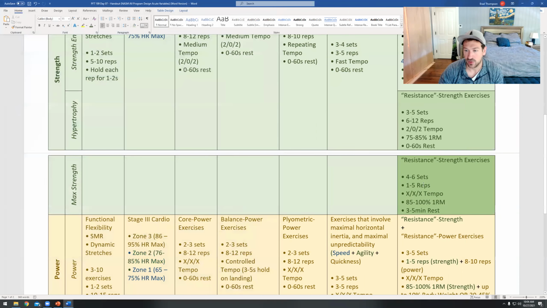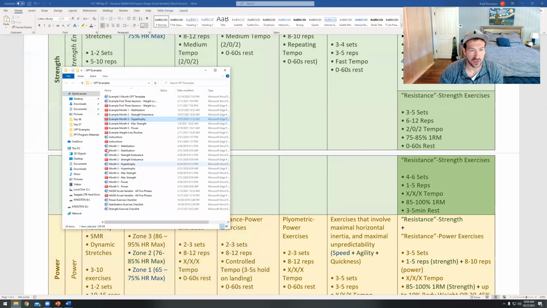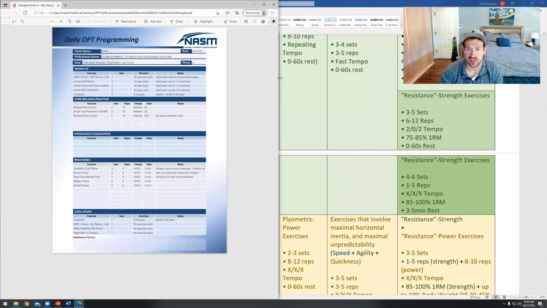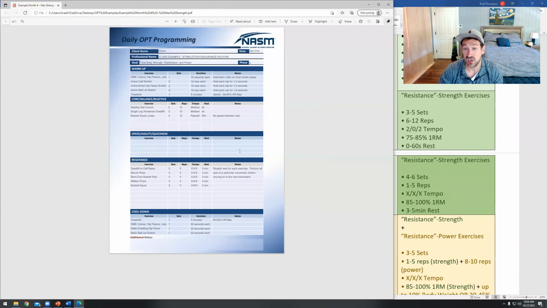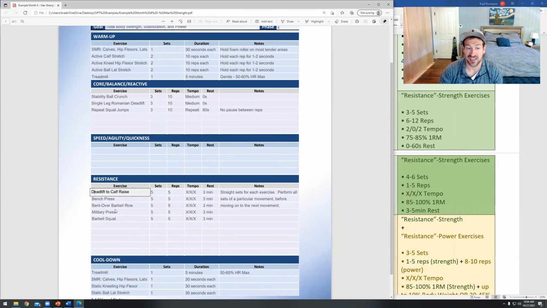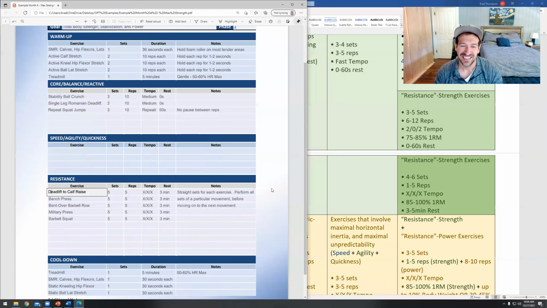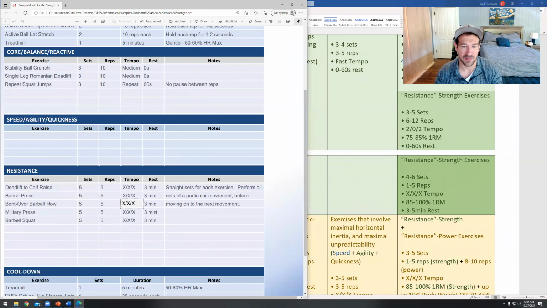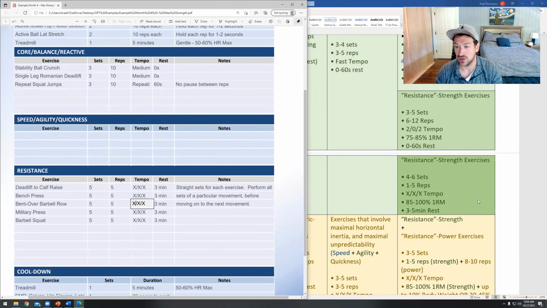So max strength, again, movement prep, you're going to notice totally identical. Nothing changed at all. In fact, I didn't even change the routine when I got into the max strength stuff. You'll notice it's a deadlift to calf press again. It's a bench press again, a barbell row, a military press, and a barbell squat. Again, I did it on purpose. It's not me being lazy. If I were actually training somebody with this routine, then it would be me being lazy. But no, we kept the same exercises to really show you guys that it's the same choices.